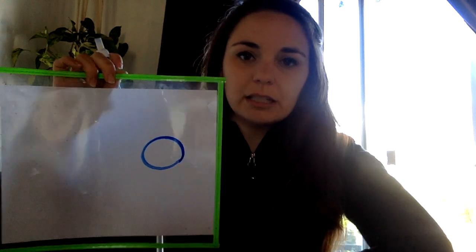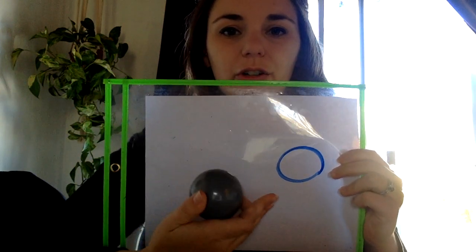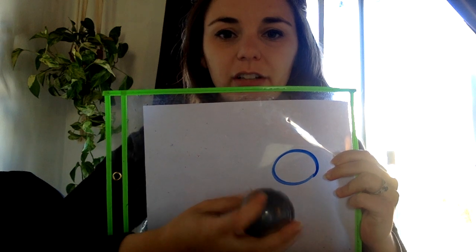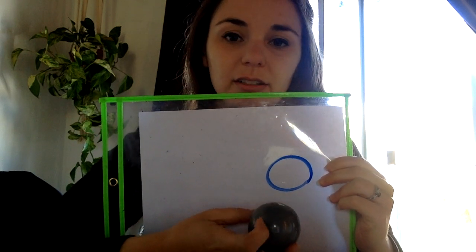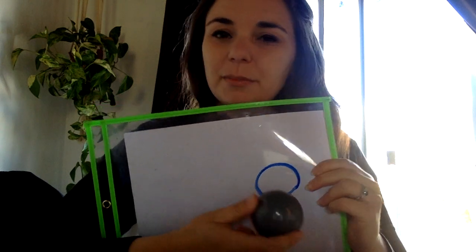Now, a shape that's kind of similar to a circle, but it's not flat like this or like this, is a sphere. This ball is a sphere. If you have a ball at home or something similar, you're going to know that this is a sphere. There's some differences though. I want you to think, what's the difference between this circle and this sphere? Maybe you can talk to your parent about it or a sibling. What do you think makes them different?